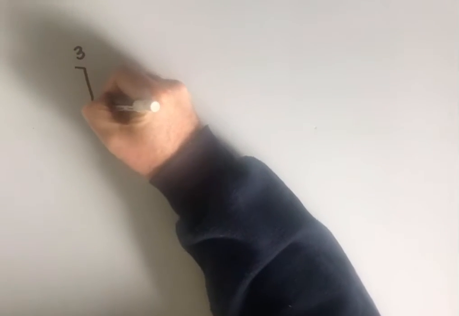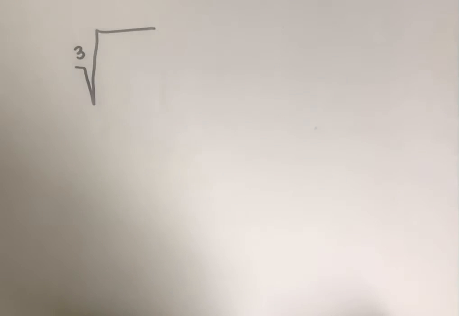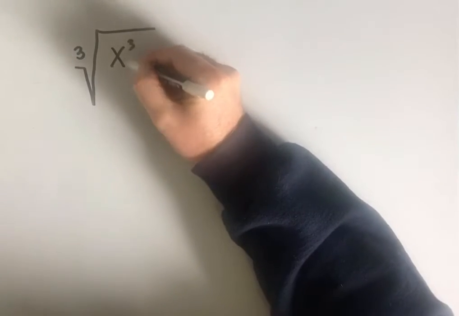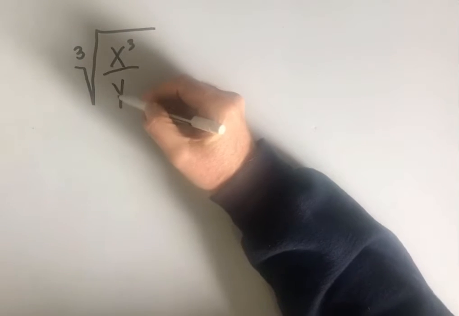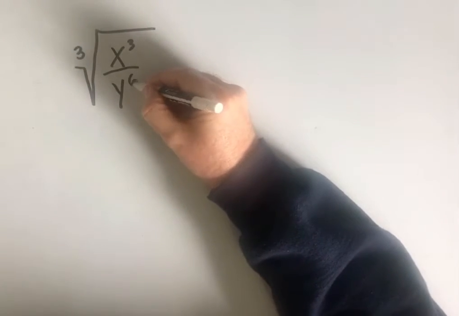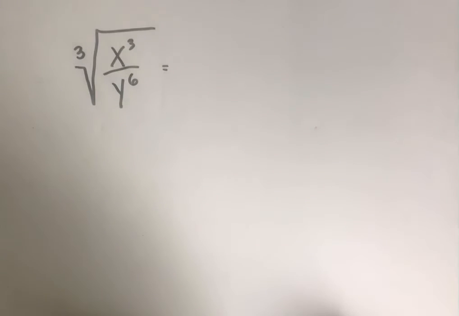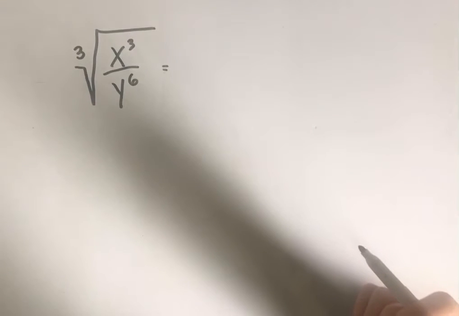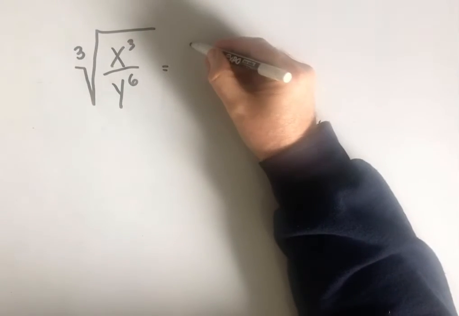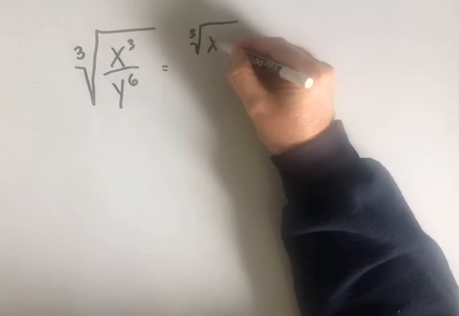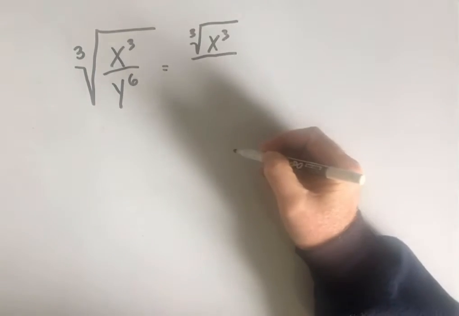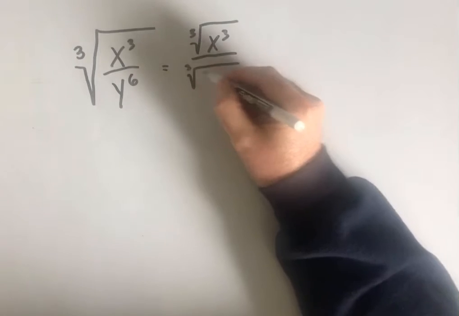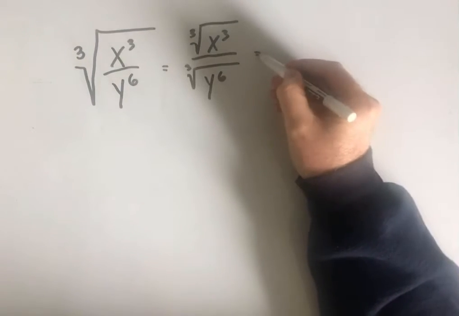All right, another example would be the 3rd root of x to the 3rd over y to the 6th. Well, I can break this up into the 3rd root of x to the 3rd over the 3rd root of y to the 6th.